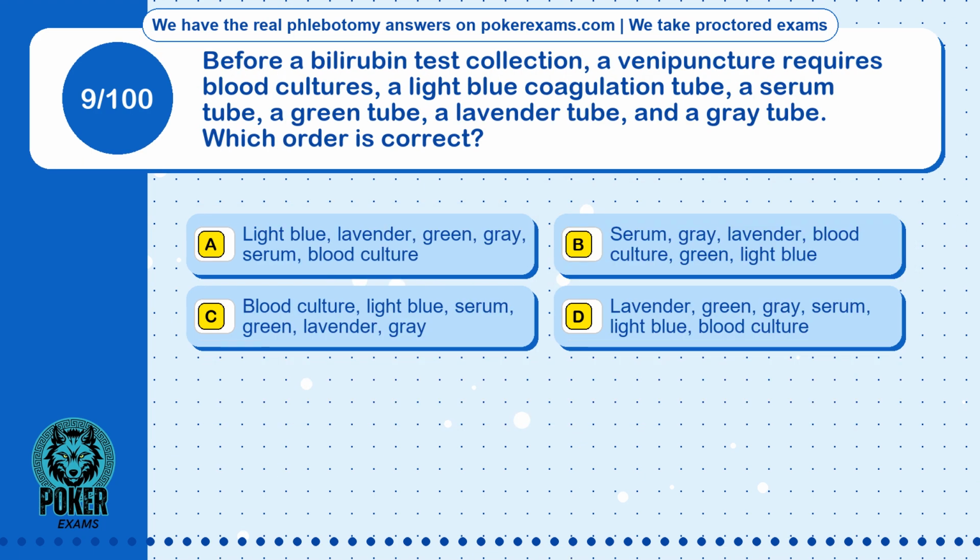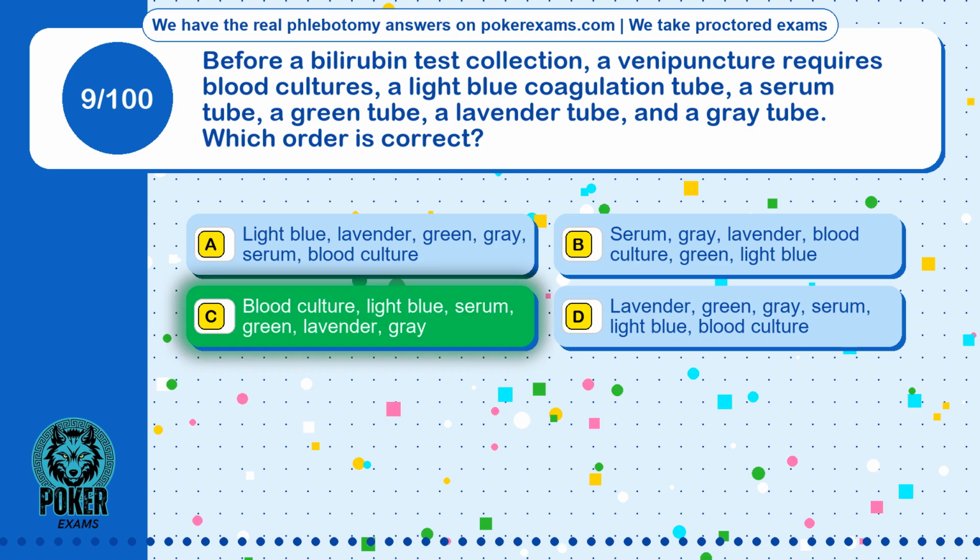Question 9. Before a bilirubin test collection, a venipuncture requires blood cultures, a light blue coagulation tube, a serum tube, a green tube, a lavender tube, and a gray tube. Which order is correct? Option A, light blue, lavender, green, gray, serum, blood culture. Option B, serum, gray, lavender, blood culture, green, light blue. Option C, blood culture, light blue, serum, green, lavender, gray. Option D, lavender, green, gray, serum, light blue, blood culture.